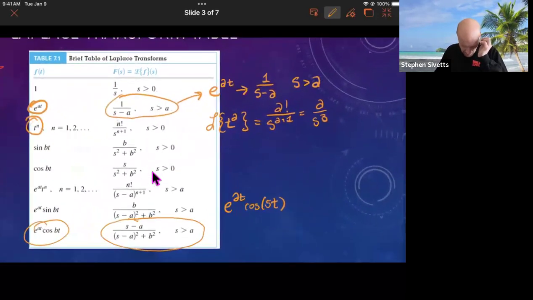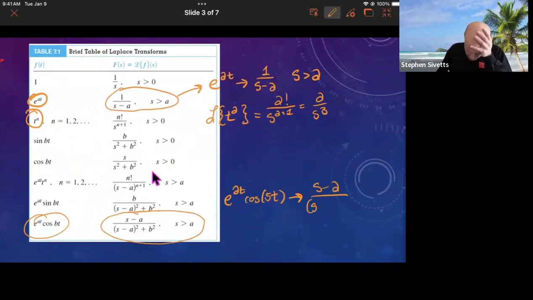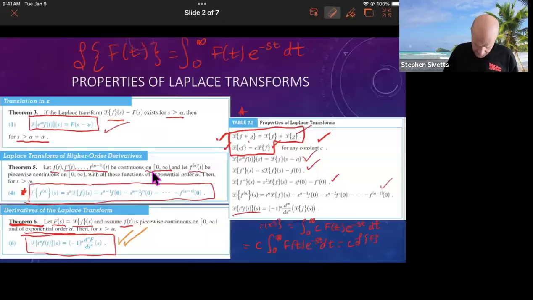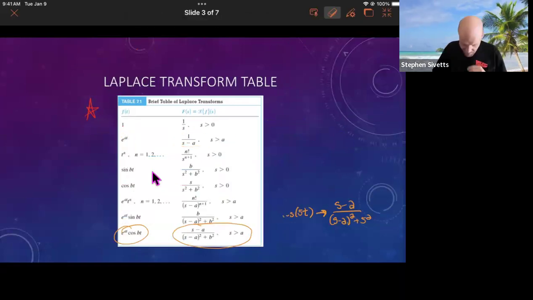So if s is greater than a, in this case we know that a is 2 and b is 5. So the Laplace transform here will correspond to s minus 2 over s minus 2 squared plus 5 squared. Okay? All right. And let me erase some of the stuff here. We don't need that anymore.